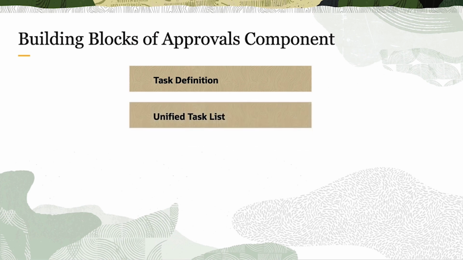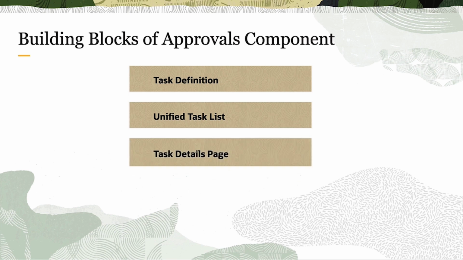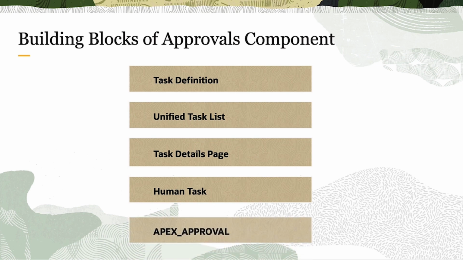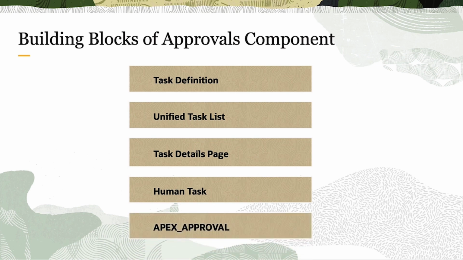Unified task list: a page type in the create page wizard used to create a summary of tasks that functions like an inbox. Task details page: a page that shows details for a specific task, which can include metadata, history, comments, and actions. Human task: Human Task Create and Human Task Manage are the page processes that create and act on the task instances in your pages. Apex approval: a package API for creating, retrieving, and managing tasks programmatically.